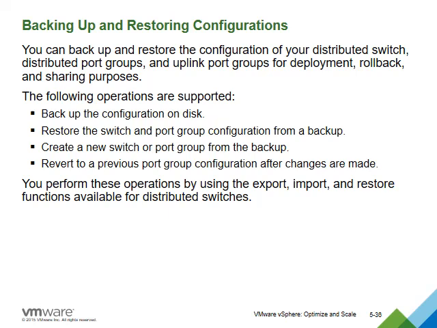You can back up and restore the configuration of a distributed switch, distributed port group, and the uplink ports for deployment, rollback, and sharing purposes. The following operations are supported. You can back it up to disk. You can restore the switch and port group from a backup. You can create a new switch or port group from the backup, or you can revert to a previous port group configuration after changes are made. You perform these operations by using the export, import, and restore functions that are available for distributed switches.